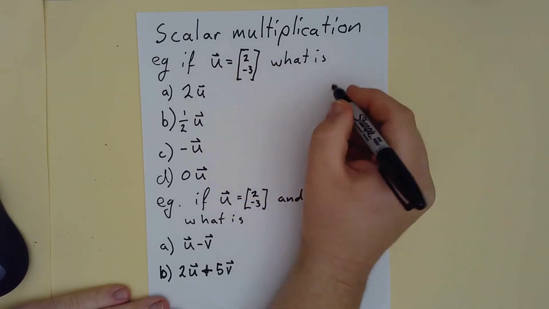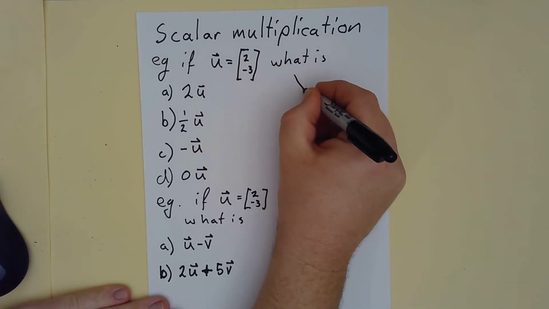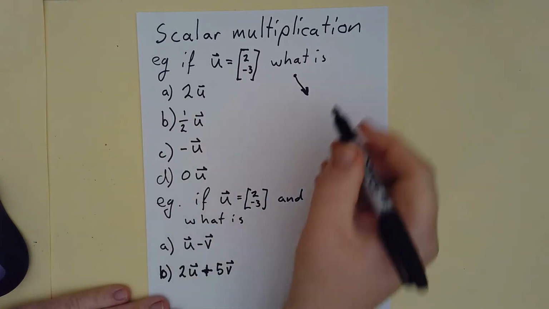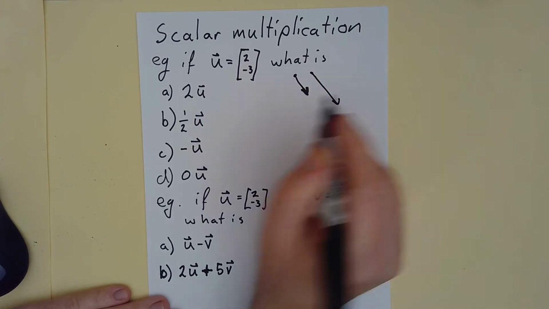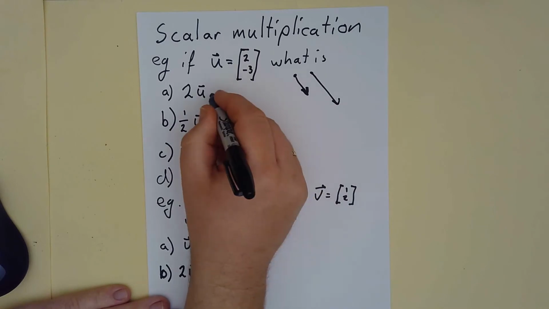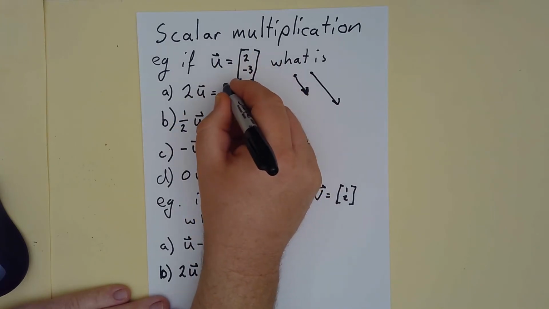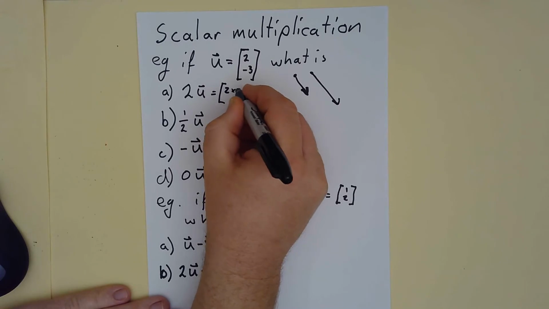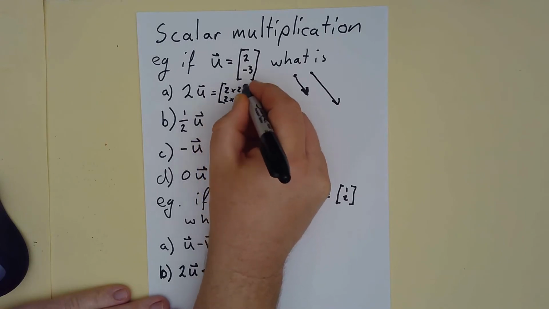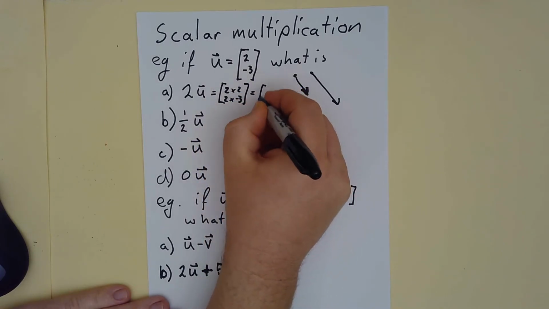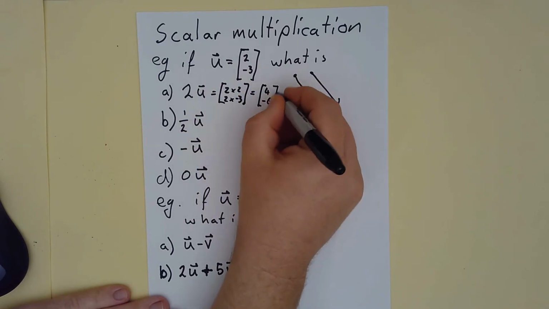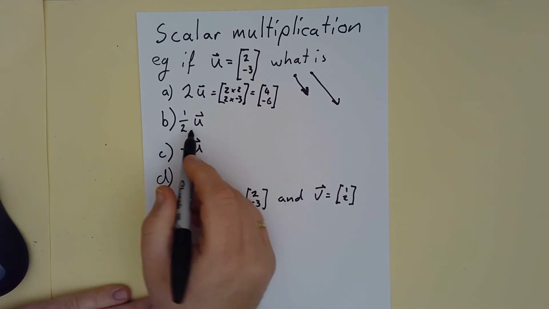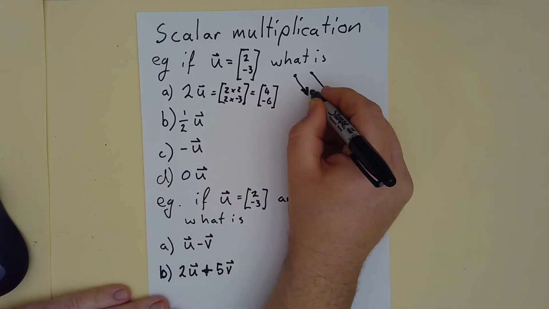So I've got a u which is (2, -3). That's a vector looking something like that. If I wanted 2u, then I'm going to just double the length. Mathematically, all I do is multiply each of the terms by 2. And that ends up with a vector that is twice as long, has twice the magnitude, but doesn't change the direction. Again, so that's my 2u, that's my u.